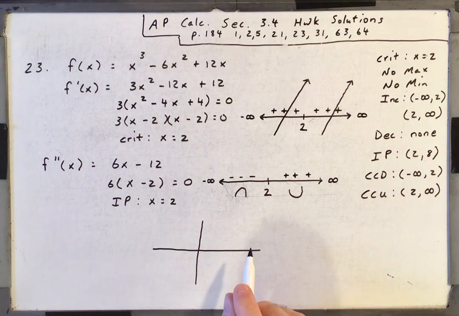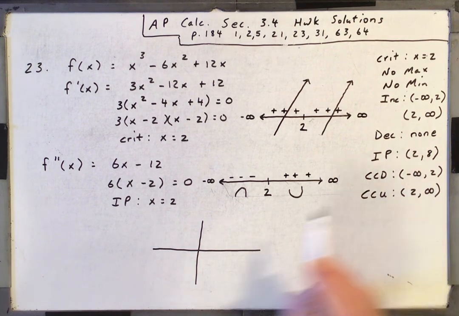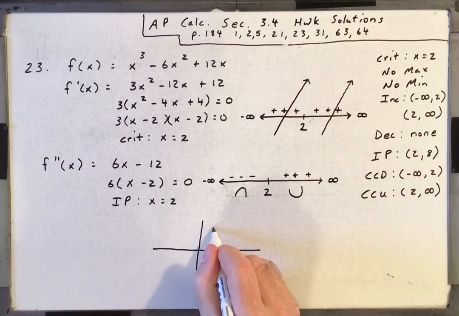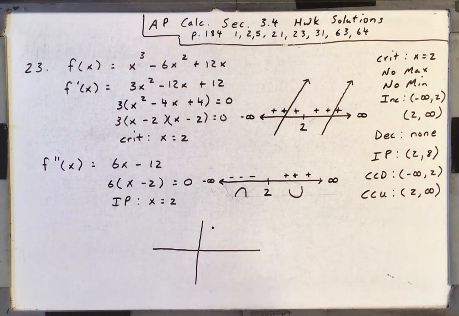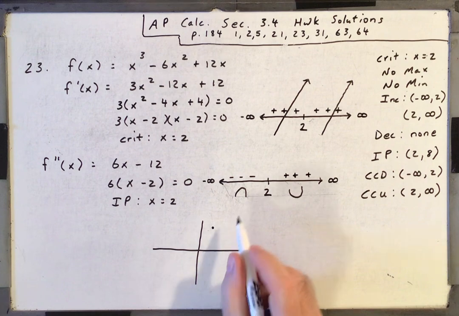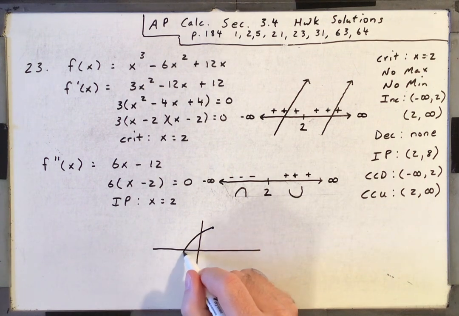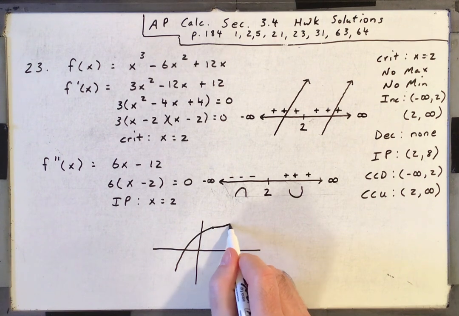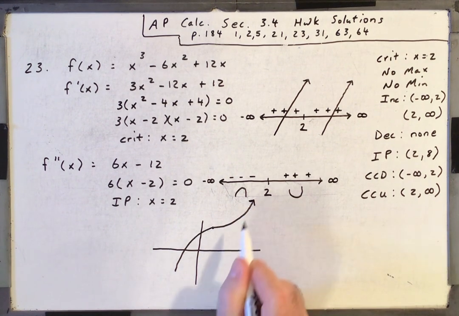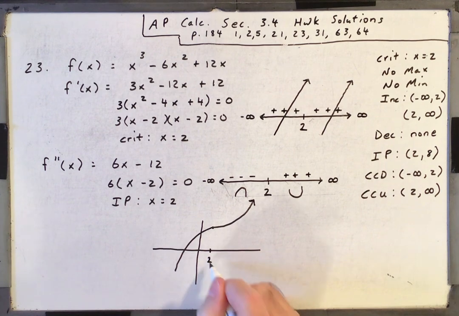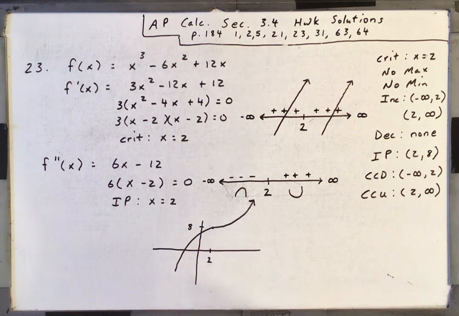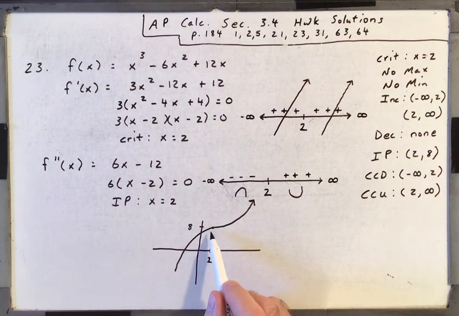We know the only point I can really plot here is the inflection point at 2, 8. So over 2, up 8. Let's say it's about right there. I know I'm always increasing. I know I'm concave down till we get to 2. So something like that. It flattens out and then concave up after that. Okay, so there you go. Something like that. Nice little curve there and flattens out right there at 2, 8.